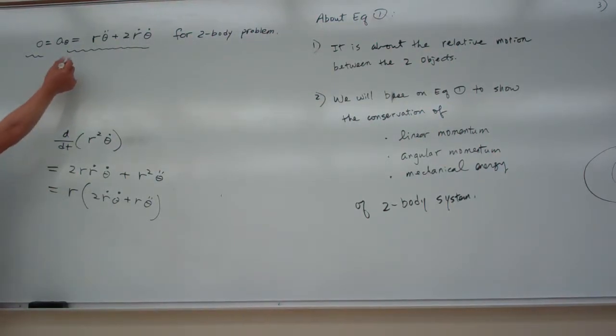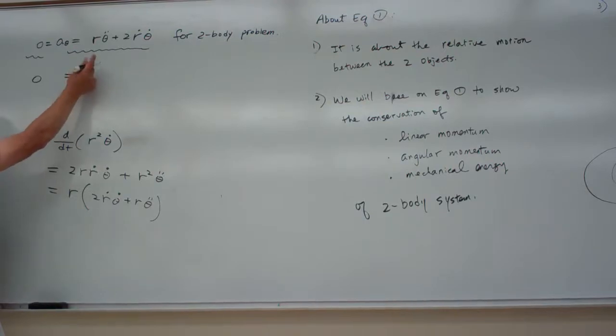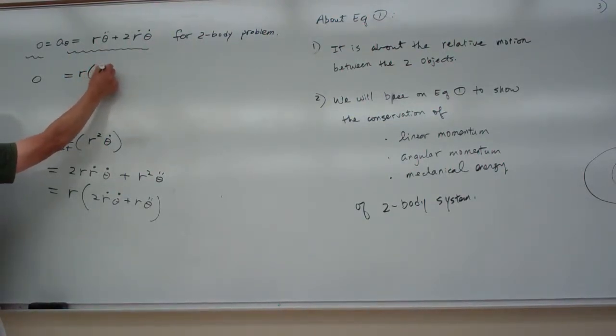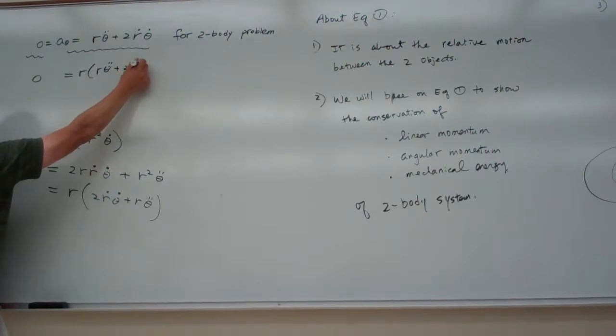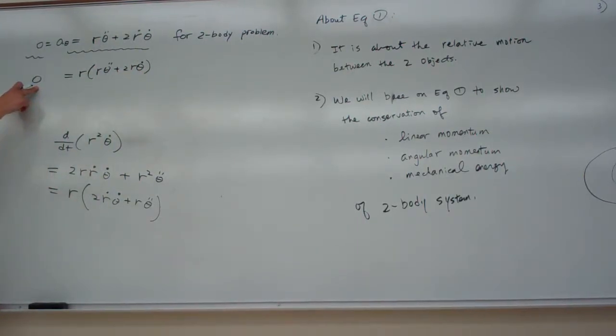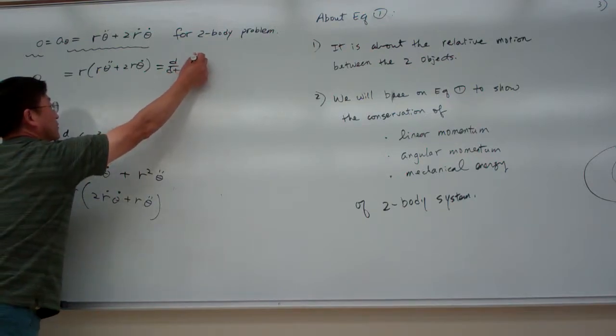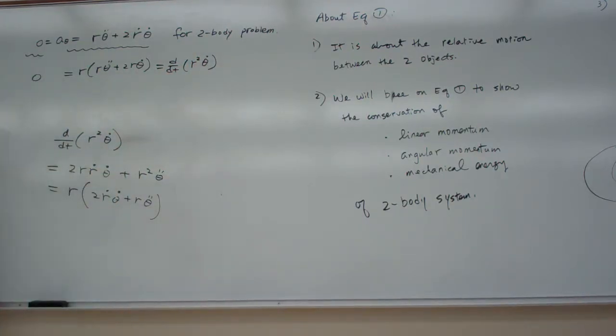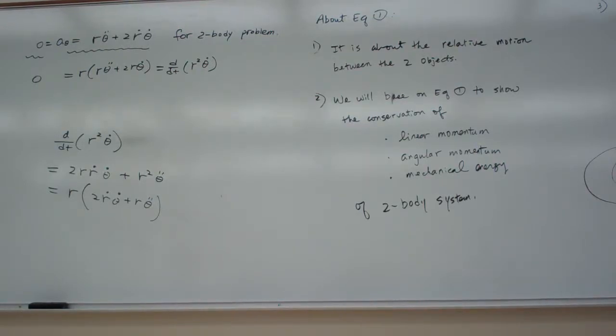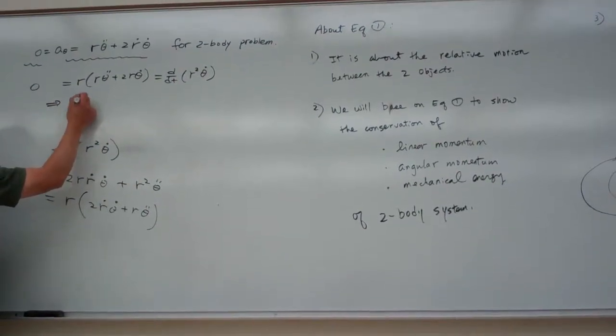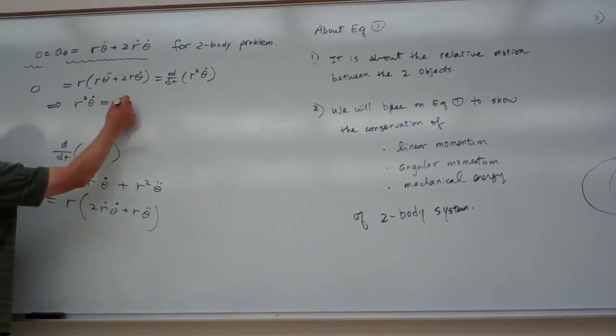Let me multiply r to that equation, so 0 equals that. That won't affect the zero result, right? But here you compare to this one, basically this is equal to d/dt of r squared theta dot. So I kind of reversed the result here. People played around and found that it can be equal to that one. So this is very useful. It means r squared theta dot is equal to a constant.